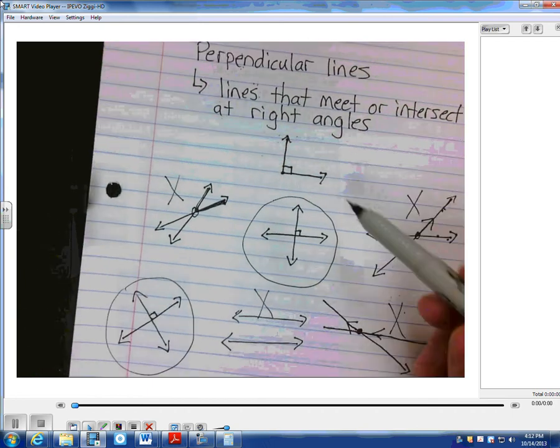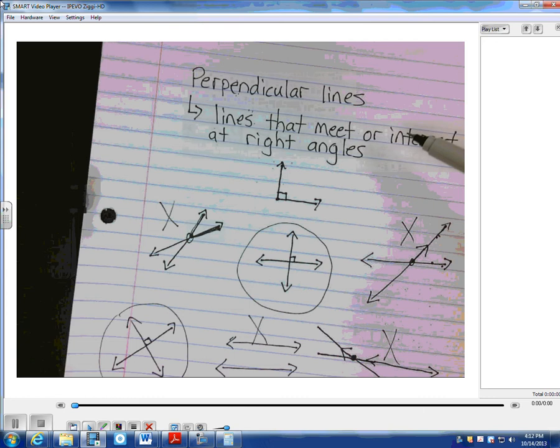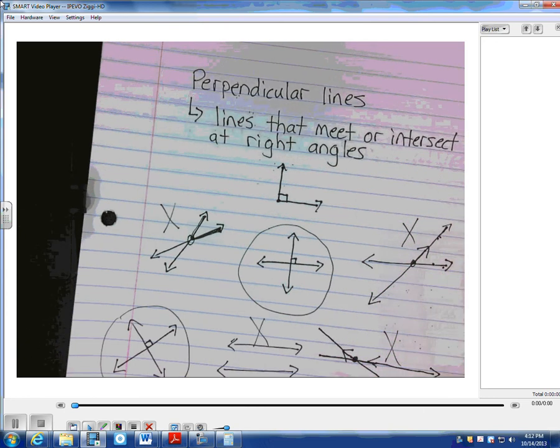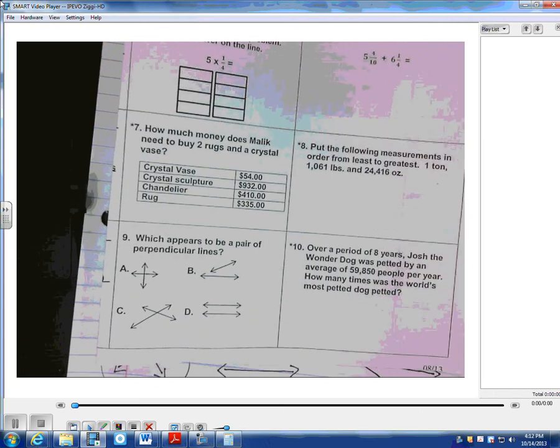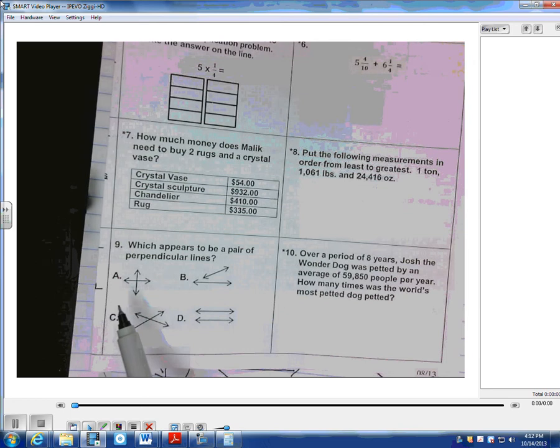So again, perpendicular lines are lines that meet or intersect at right angles. So when you look back at your choices, which meet at a right angle? A, B, C, or D?